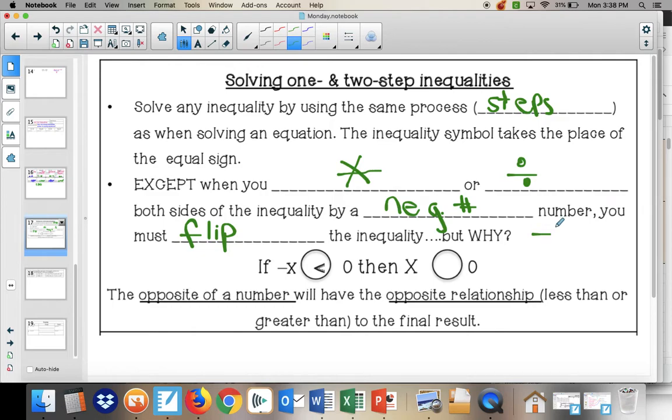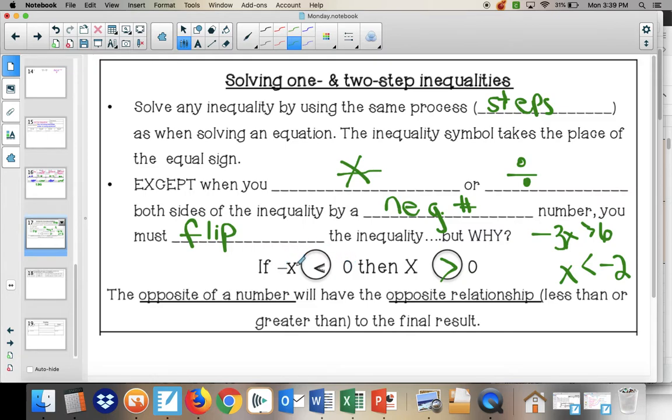So if I have negative 3x is greater than 6, when I go to solve it, it becomes x is, I flip the inequality sign, less than negative 2. Because if I went back in and checked it, my check wouldn't come out as true if I didn't flip that. So when looking here, if negative x is less than 0, then x is greater than 0. If I put in a 1, let's say, negative 1 is less than 0. That's true.